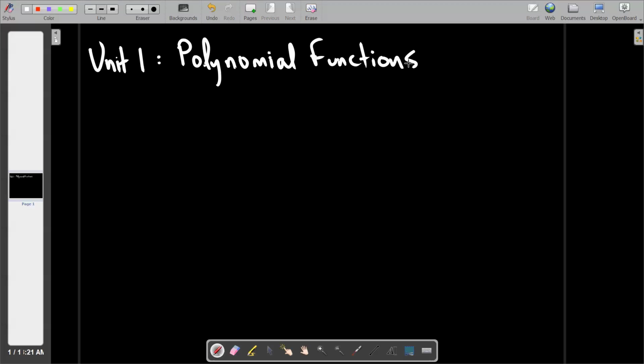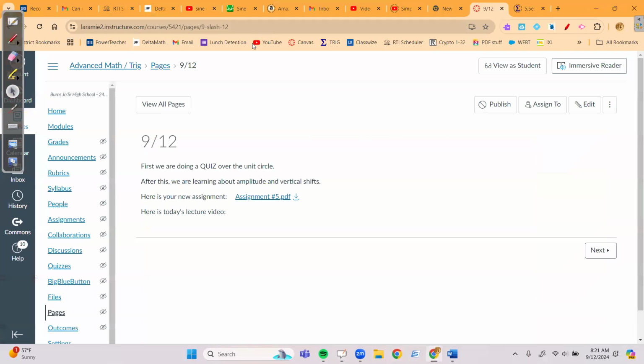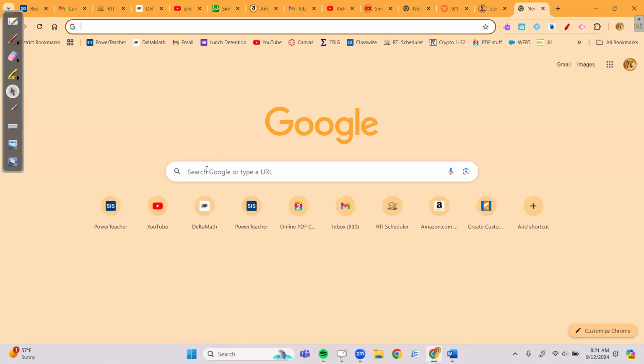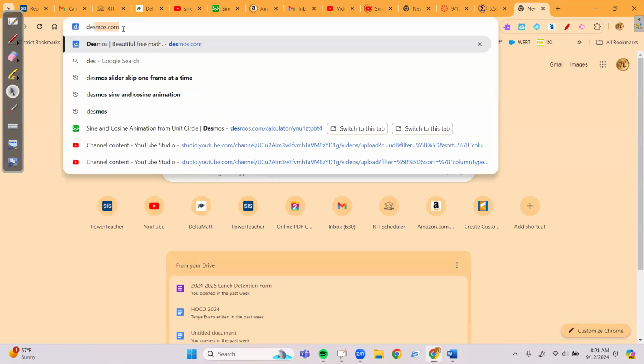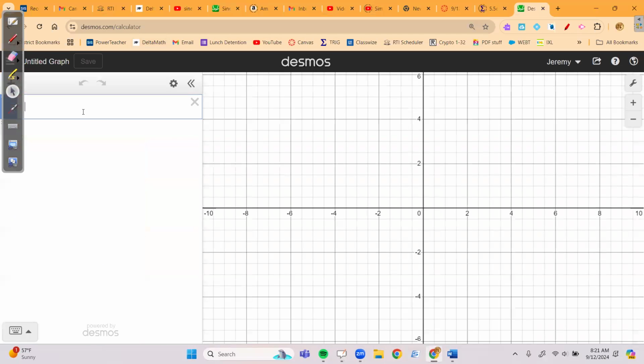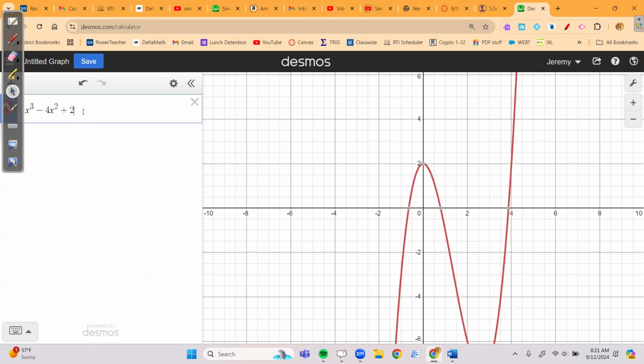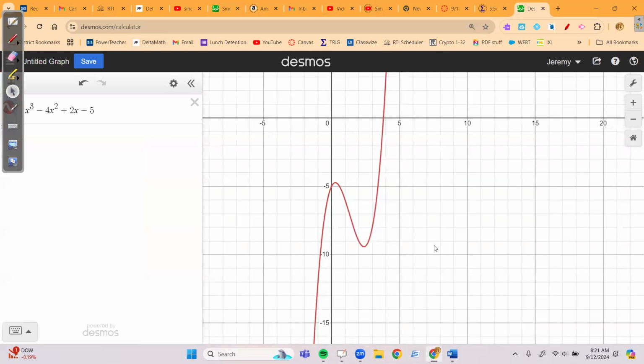The first thing is end behavior. I'll go to Desmos real quick and show you an example of a polynomial function, just so you can see what it looks like. If I type in x to the third minus 4x squared plus 2x minus 5, this is an example of what a polynomial function can look like.